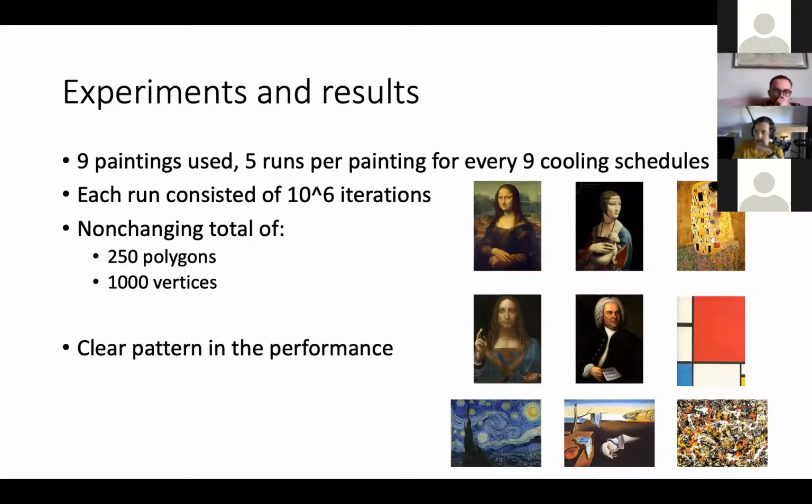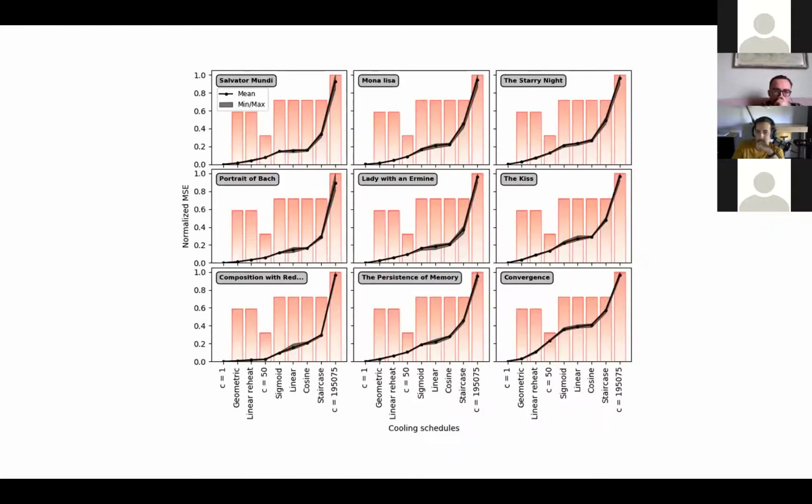In our results, we actually found a pretty clear pattern. These are the results of our experiments. On the vertical axis, we can see the normalized MSE, the normalized mean square error, which is factually just the final score of a cooling schedule of a run. On the horizontal axis, we can see the cooling schedule stated. The clear pattern that we found repeats itself for all the different paintings. The cooling schedule of Gman and Gman with the parameter C set to 1 is outperforming the geometric, which is outperforming the linear reheat, etc. This was a pretty convincing result that we found in our experiments.